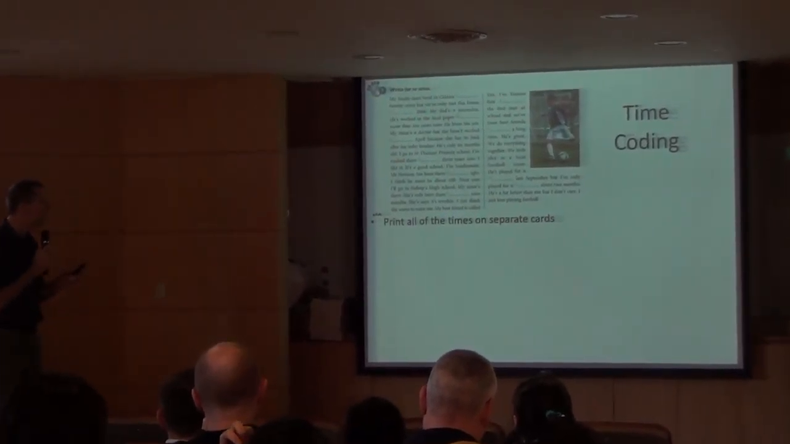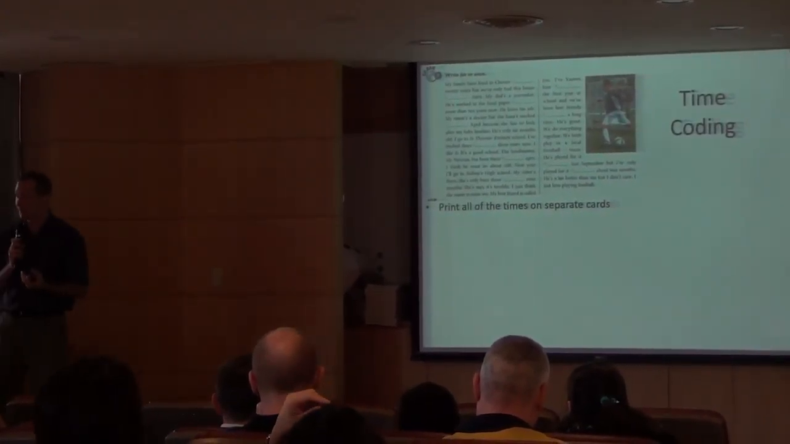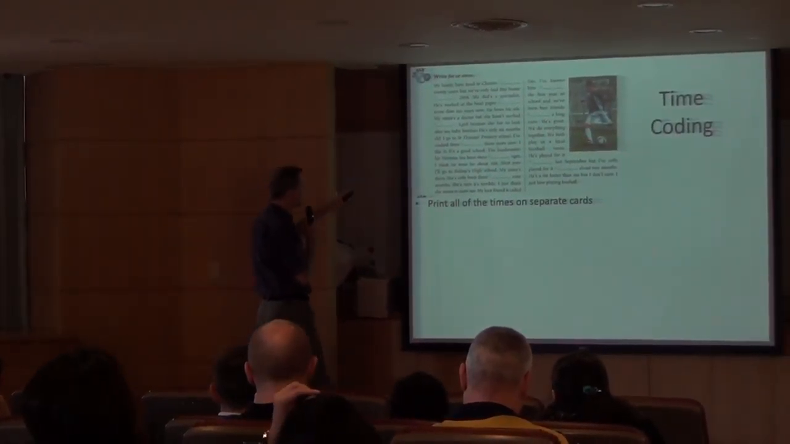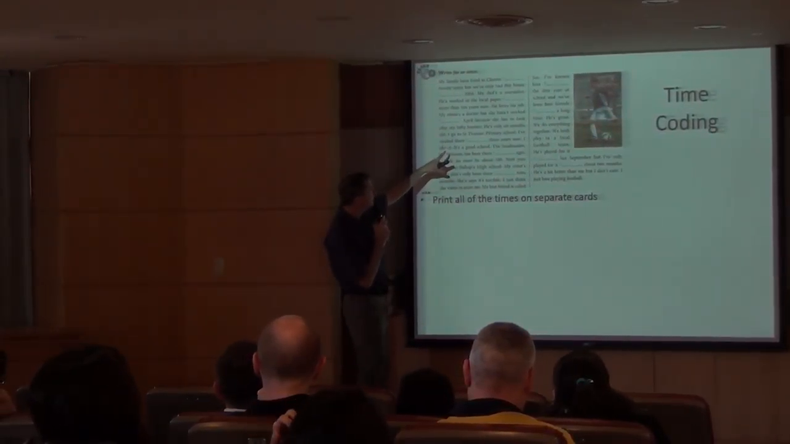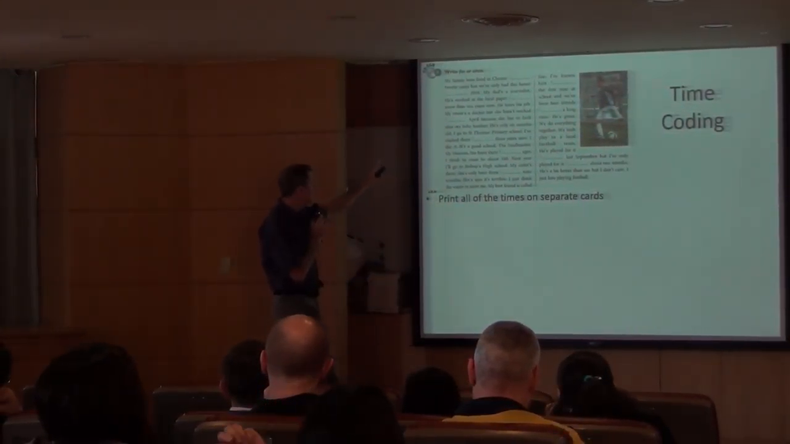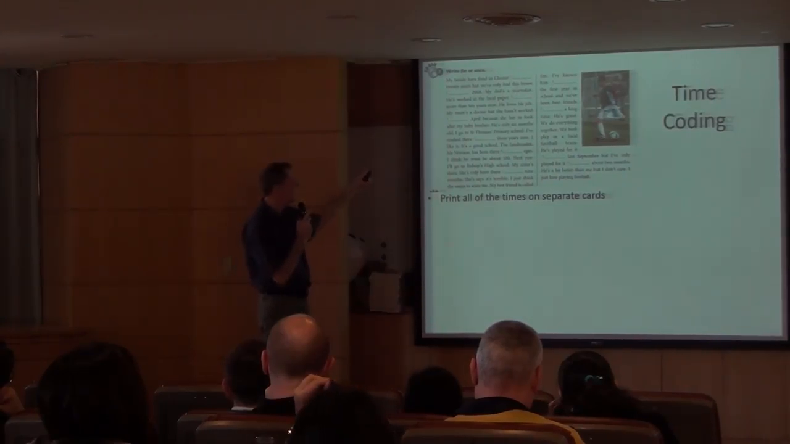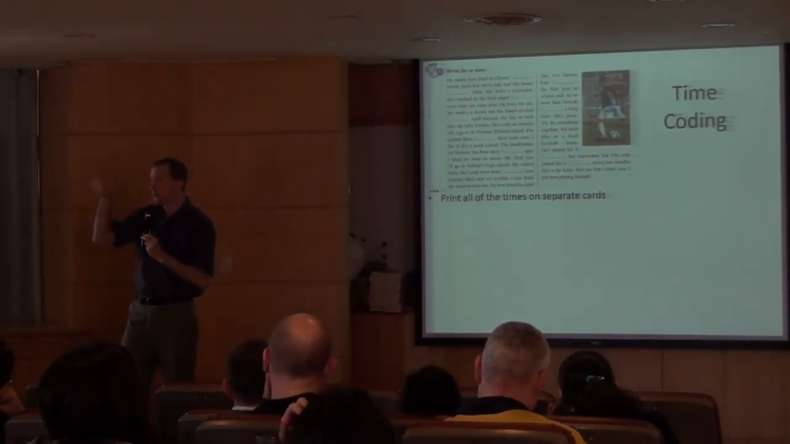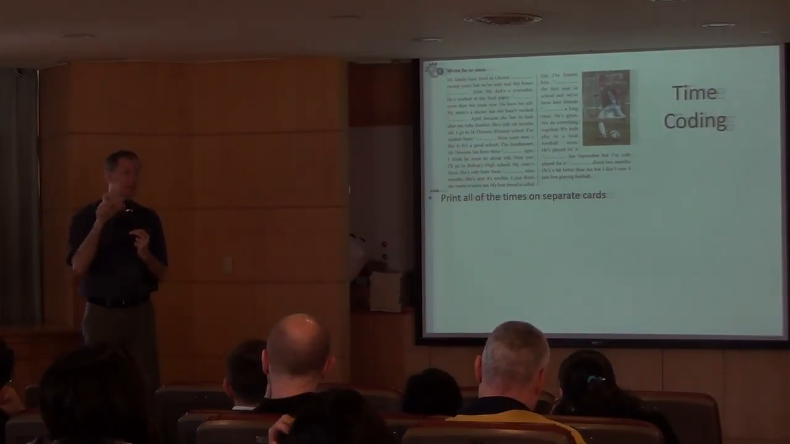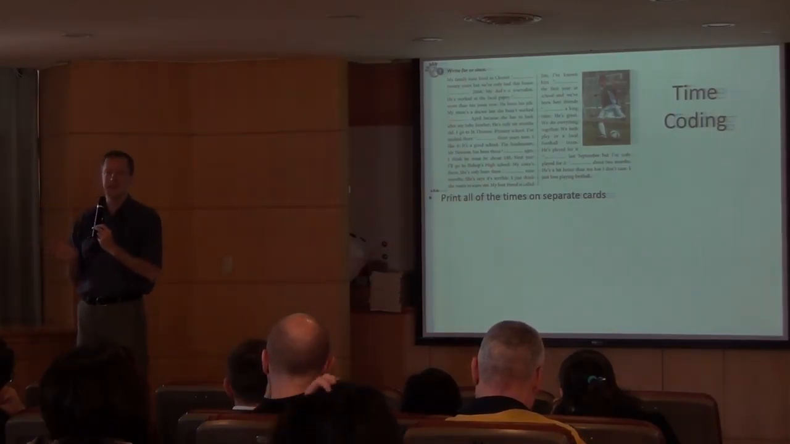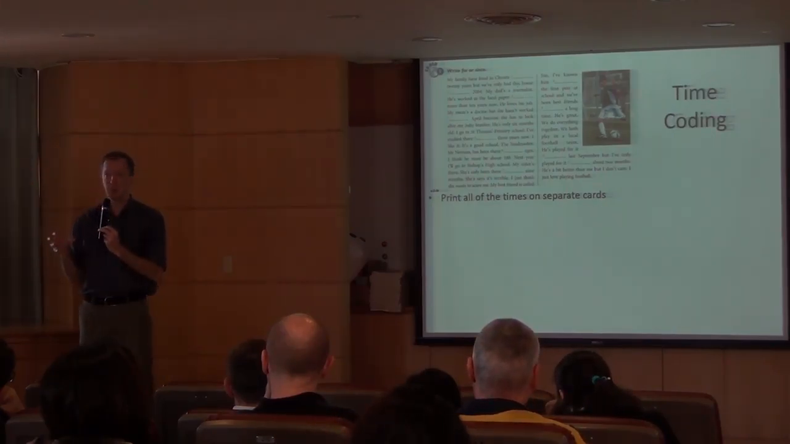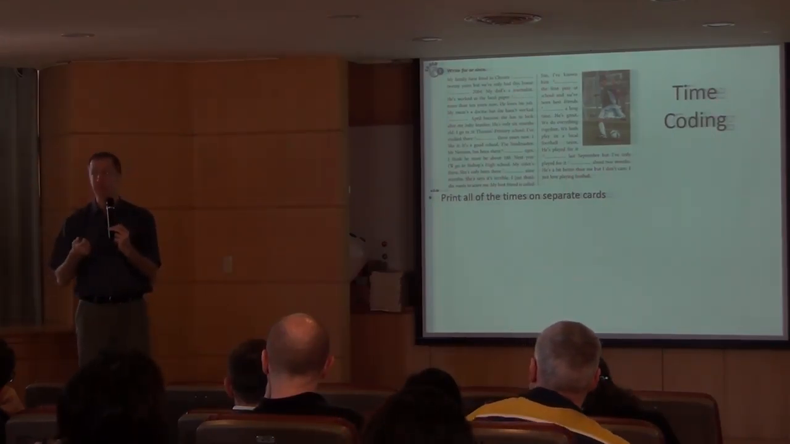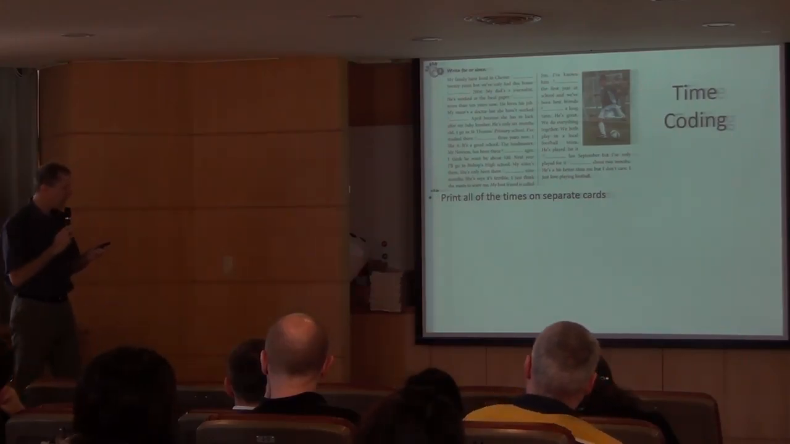So basically, you print all of the times on separate cards. So this one, you've got 20 years. Then you got 2004, then you got more than 10 years, then you have April. Okay. So you go through the article, you take out all of the times. Each one you put on a separate card, very easy to do. You make a table in Word. In each cell you put one time, print it out, chop it up. Right? Very easy to do.